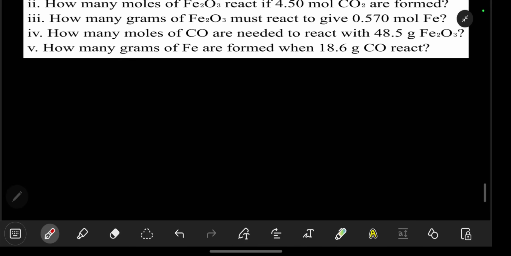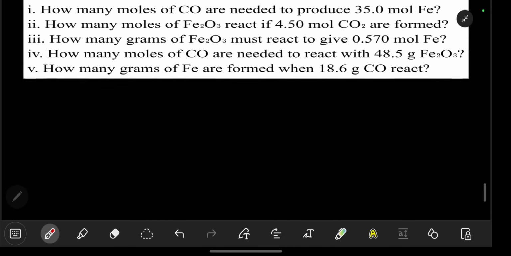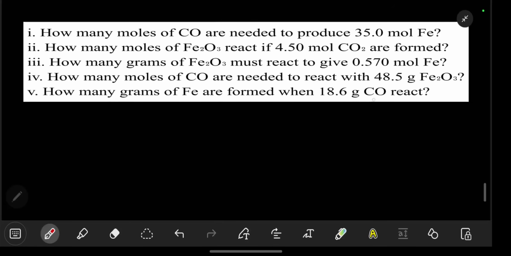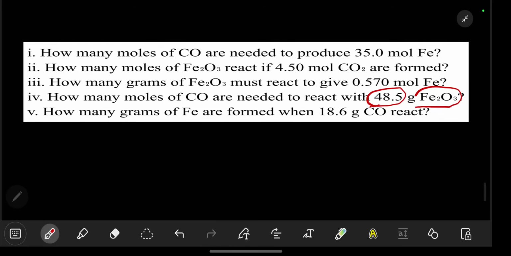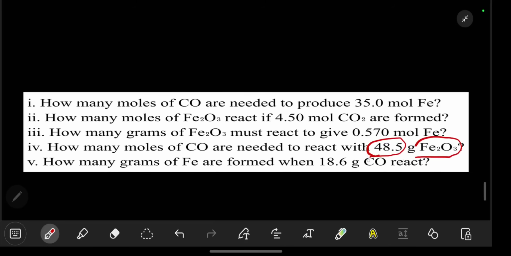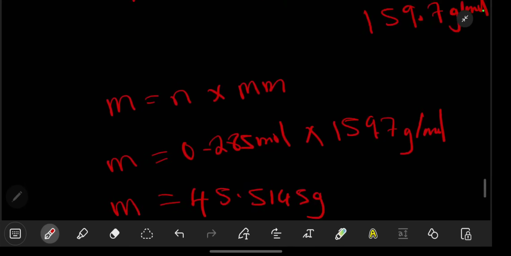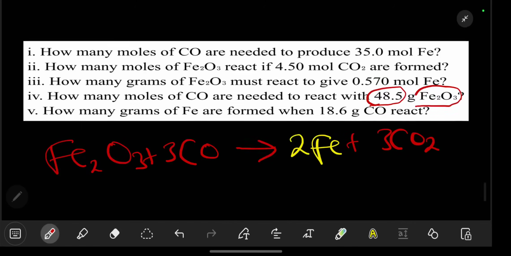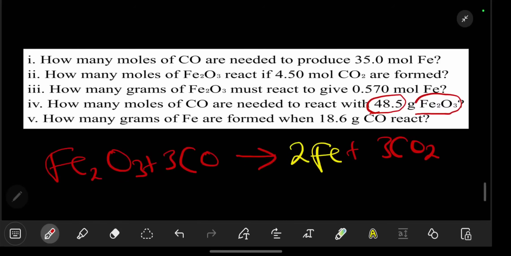So from our next problem, we have how many moles of these are needed to react with 48.5 grams of that. So we can just convert this to the number of moles, then compare. So we have our 48.5 grams. Let's convert this to the number of moles so that we can compare directly.